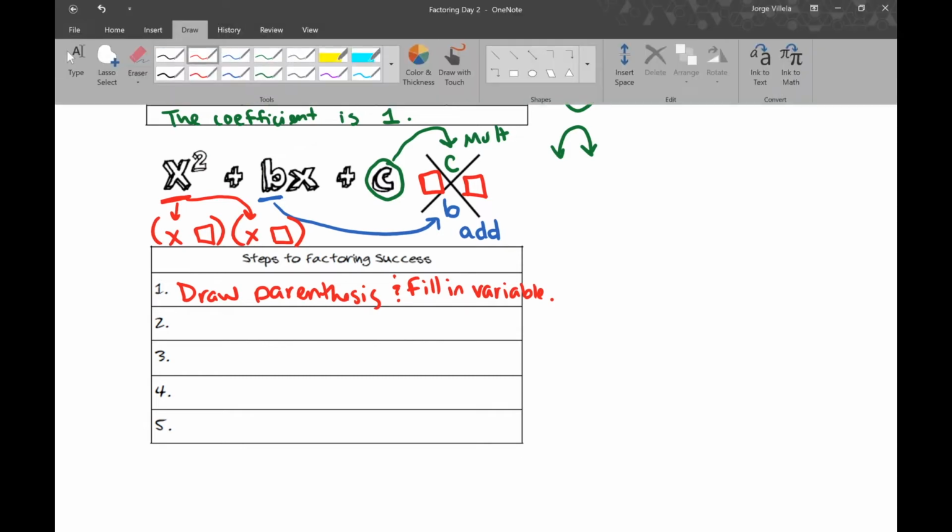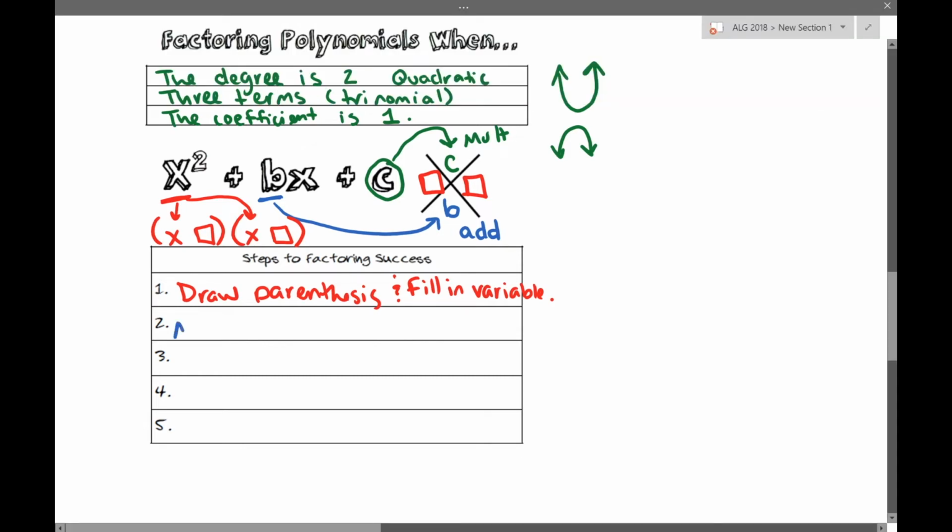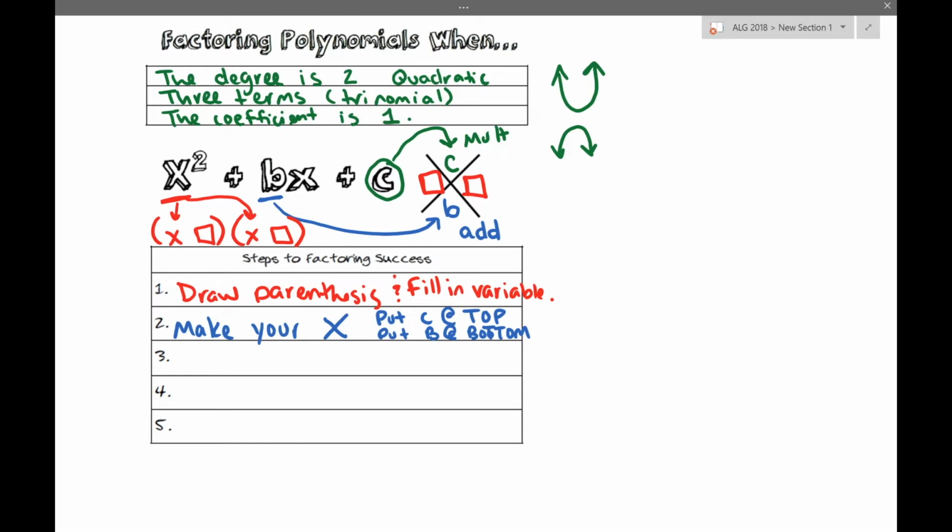Next step, you're going to make your x. You're going to put C at the top. And what goes at the bottom? Well, you're going to put B at the bottom. So the second step: draw your x, put a C at the top, put a B at the bottom. Whichever those numbers are, you're going to put there.